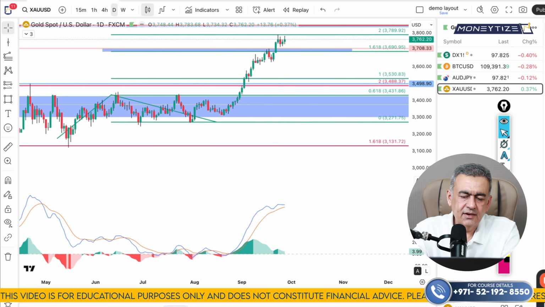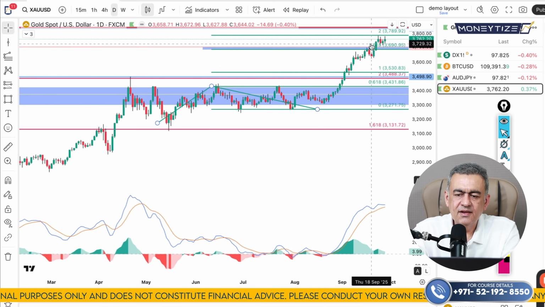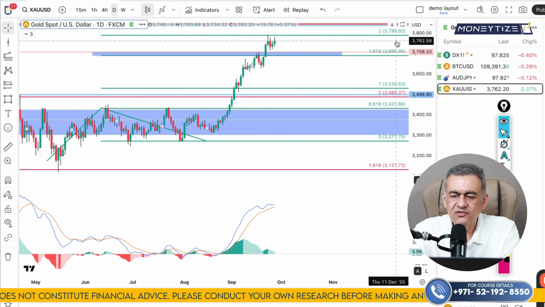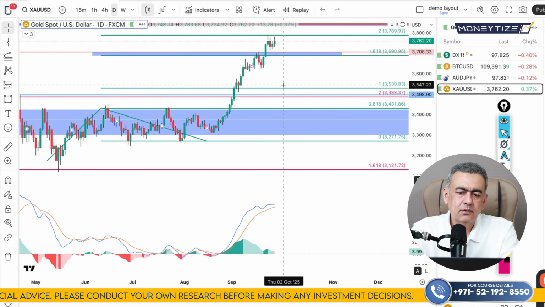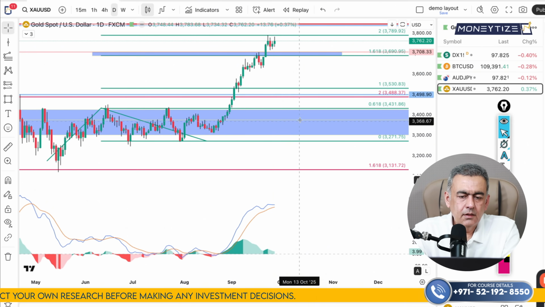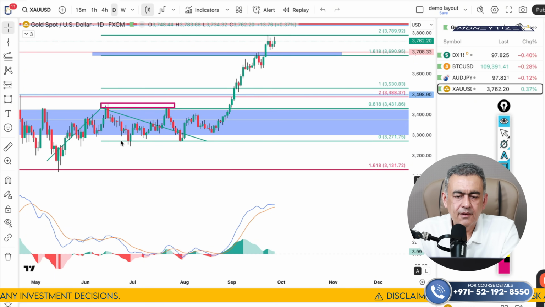Switching back to candles, and if you notice in the current week, gold rallied precisely to this level. 3791 was the highest price and the extension level is 3789.92. $1 or $2 here and there, but it is exactly the same level, and it is still creating the pattern of higher highs. So we have double top here and we have double bottom.